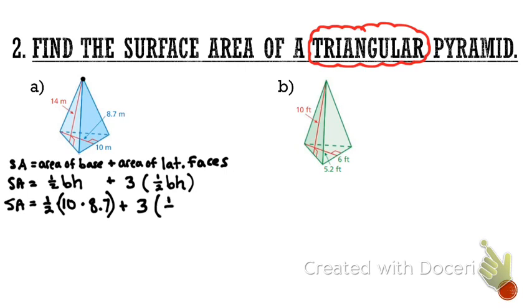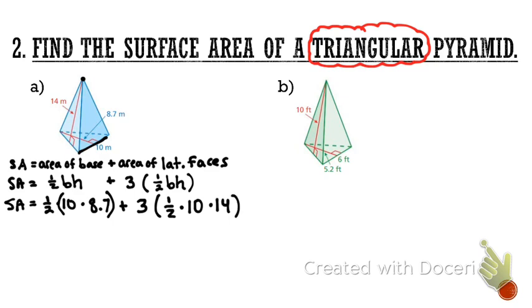Alright, so now I'm going to be multiplying times half times base. The good news is the base is the same, so it's still going to be times 10, but the difference is here, now I want the slant height. Remember, these are the things that are coming up right here on the sides. So the slant height is going to be 14 meters for this part.